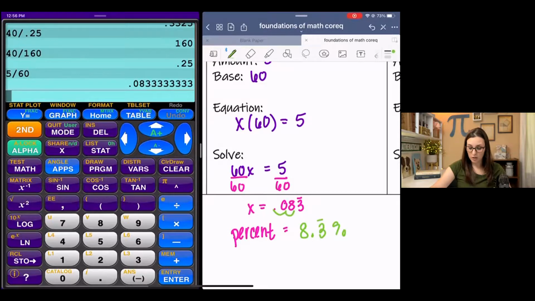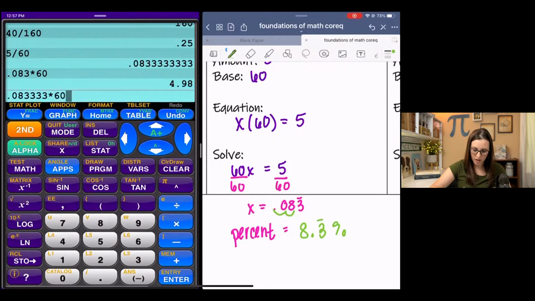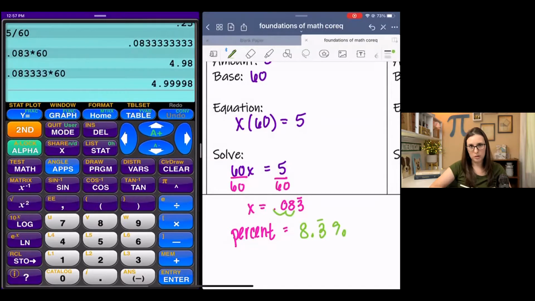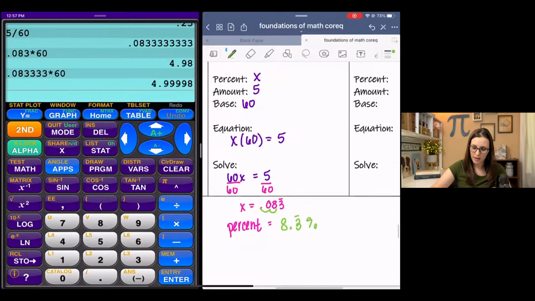So if I just check myself, I'm saying that 8.3% of 60 is 5. I rounded, so it's a little bit off, but it's very close, which means I've done it correctly. If I want a few more decimal places of 60, I'm going to get closer to 5. So it's just because I rounded, that's why it's a little bit off. Last one.